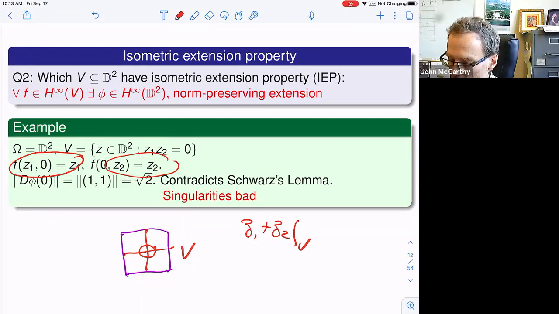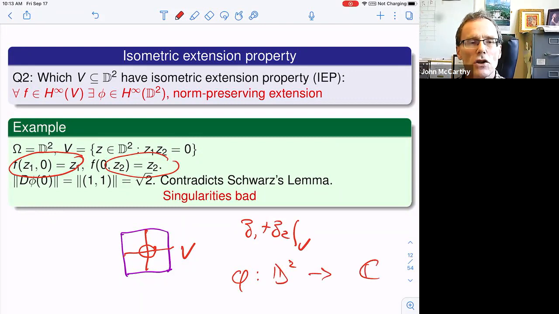But if f extended to some function phi from the whole bidisk, by telling you what happens along this horizontal disk and the vertical disk, I've told you not only that phi maps 0 to 0, but I've told you what its gradient at the origin is. The gradient has to be (1, 1). So the norm of the derivative at the origin is the square root of 2. And this will contradict Schwarz's lemma for the bidisk.